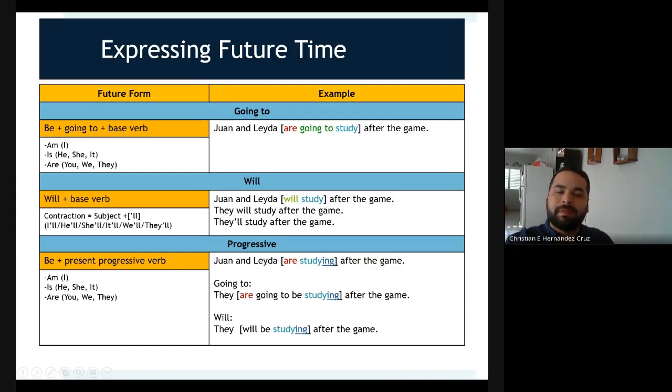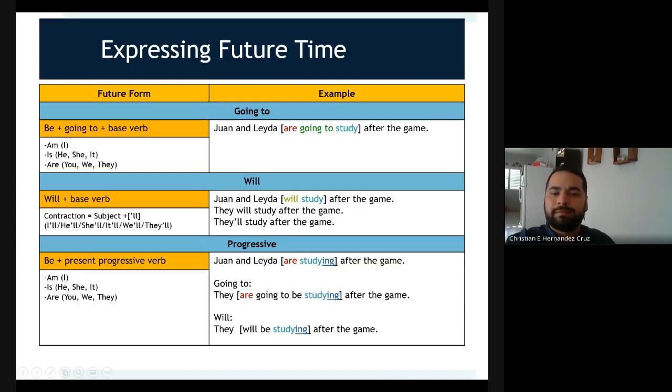this, the be verb in red. So Juan and Leida are studying after the game. In this case, of course, we're using a present form of the be verb, but we have the context here that determines the future. So it's after the game. So the going to progressive form: they are going to be studying after the game.